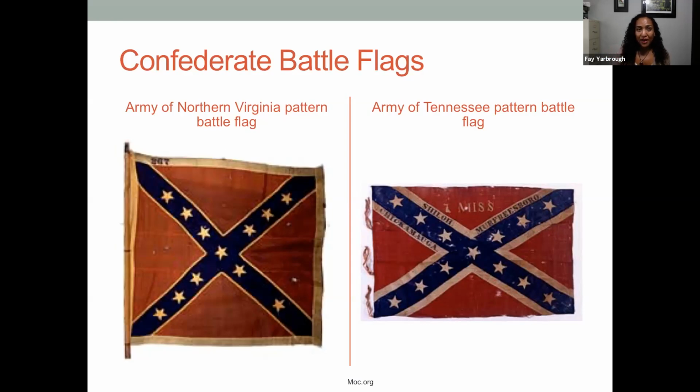And battle flags can vary from state to state, but also can vary from unit to unit. Again, if you think about states seceding and striking out on their own, one of the things that they're emphasizing is their individual identity as states. And so these units have their own flags, their own emblems, etc. So we have these examples of some of these early battle flags.